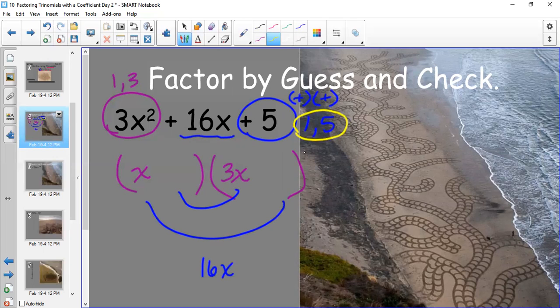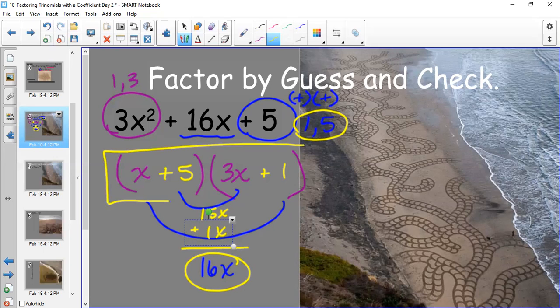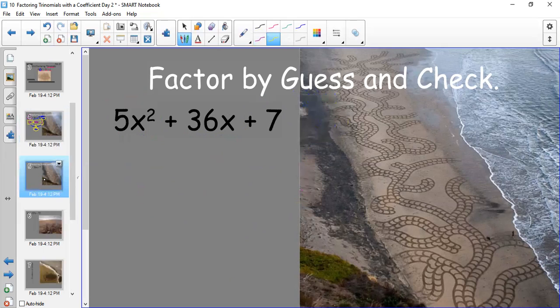So you have to think about where we want to put the 1 and the 5. If I'm looking for 16, I know it has to be kind of bigger. So I want the 5 to go with the 3 whenever I multiply them. So 5 times 3x gives us 15x's. And the plus 1 over here, 1x times 1 gives us 1x. And when I add them together, I do get 16x. So this would be our answer when we factored: x plus 5 and 3x plus 1 are our two binomials. All right, let's try another one here.